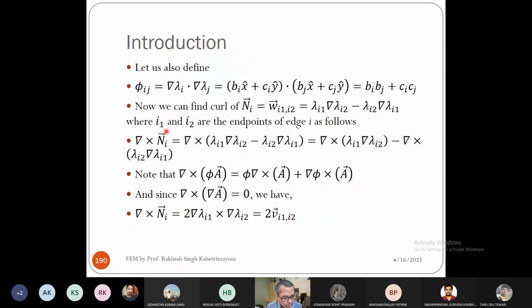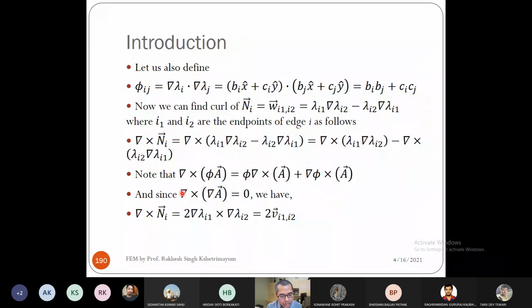So what I need is the curl of Ni. Ni is lambda i1 gradient of lambda i2 minus lambda i2 gradient of lambda i1. When the curl operates on this, it will first operate on the first term, then on the second term. So it is curl of lambda i1 gradient of lambda i2 minus curl of lambda i2 gradient of lambda i1. You know from vector analysis, the curl of the product of a scalar phi and a vector A is phi curl of A plus gradient of phi cross product with A.